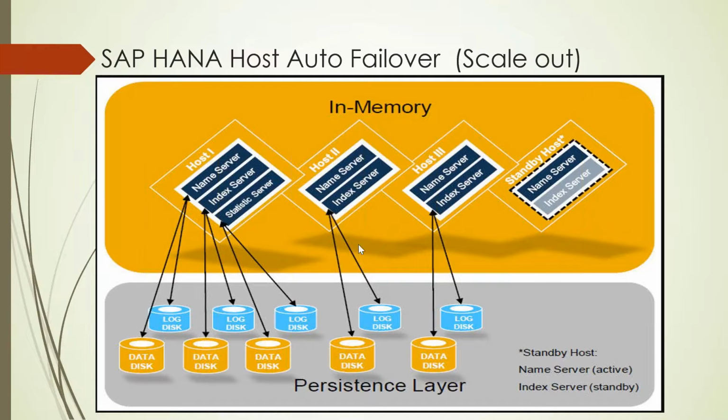The data and the logs will be pointed to the standby node. So the standby node takes control of the failed node. Whichever node has failed, the standby takes control of it and becomes active, and the user will not notice any downtime. This auto failover is done in seconds. It is automatic in HANA host auto failover, and it is managed by the HANA database kernel.